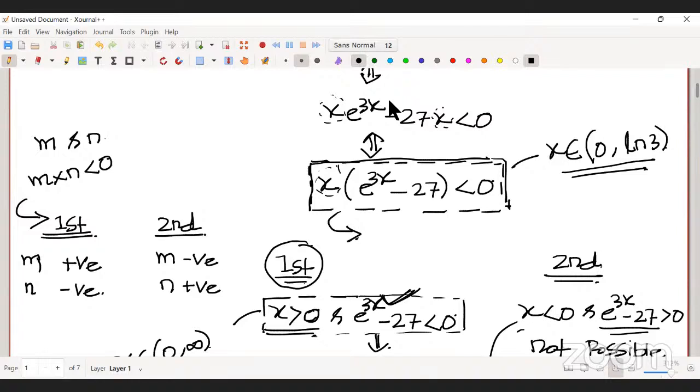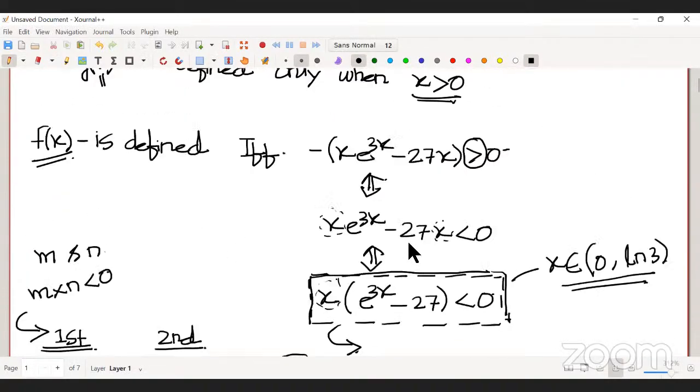Question number 3 also, in the same way. Okay, so sir, after that, can you please explain a little bit about the domain of log?